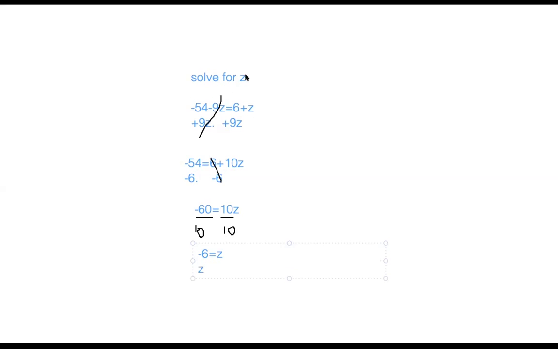We now know what z stands for. We solved for z. Z equals negative 6. And that's your answer for that one. Okay. We're going to do one or two more examples.